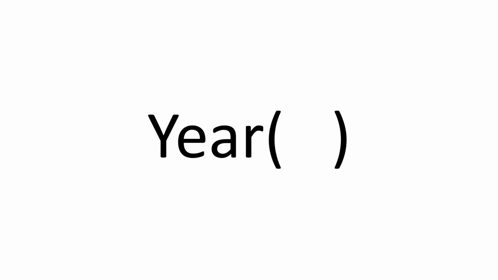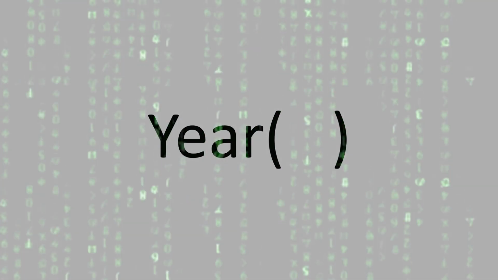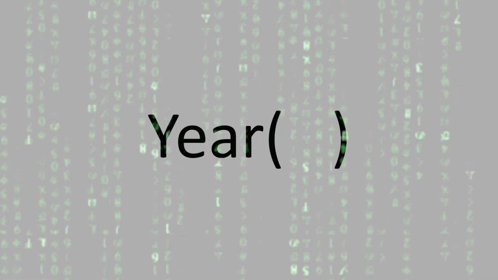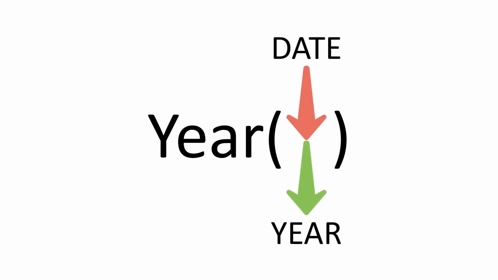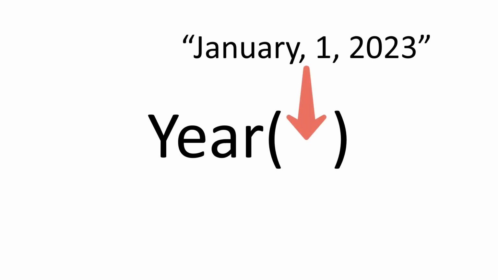The year formula is a simple function that is used to extract the year from a date. This can be incredibly useful in data analysis, especially if you're dealing with large data sets that contain lots of dates. The formula works by taking a date value and returning the year that corresponds to that date. For example, if you have a date value of January 1st, 2023, the year formula would return 2023.